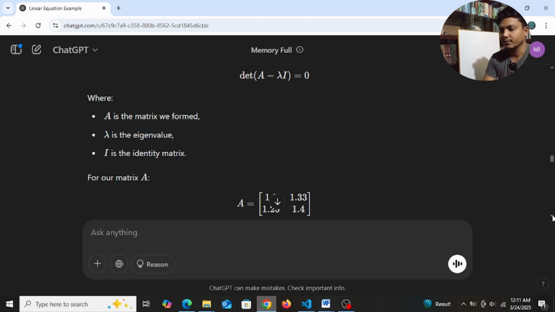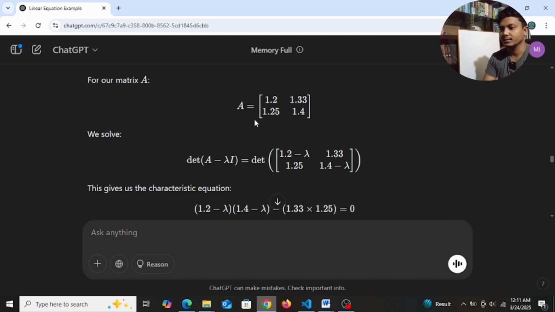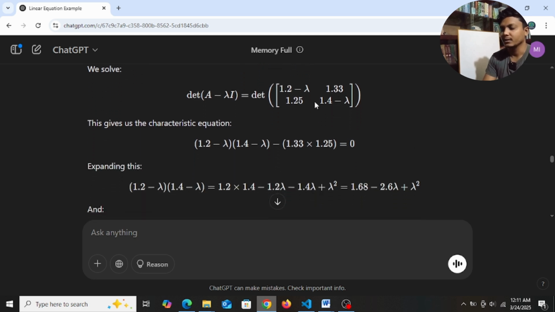So for our matrix A, A minus lambda I equals: 1.2 minus lambda, 1.25, 1.33, 1.4 minus lambda. So we are just replacing the values, guys. This gives us the characteristic equation: (1.2 minus lambda)(1.4 minus lambda) minus the product of the off-diagonal entries. We know how we determine the determinant, right?